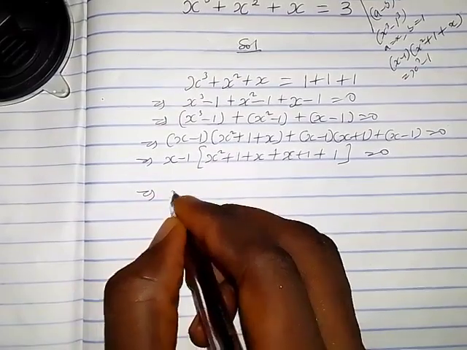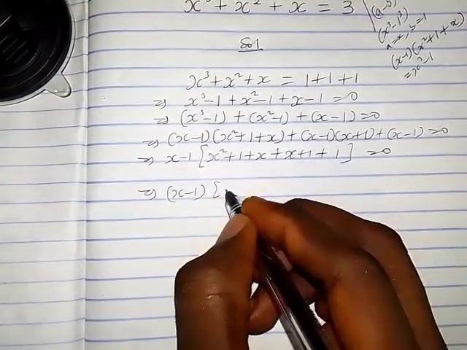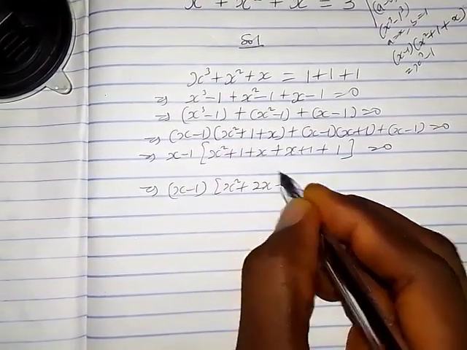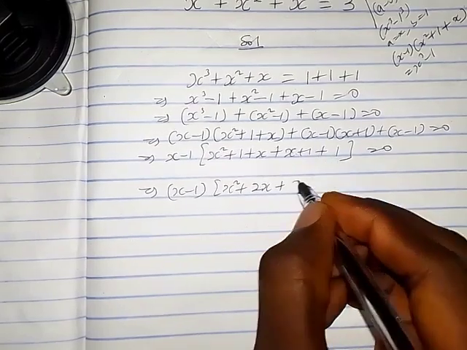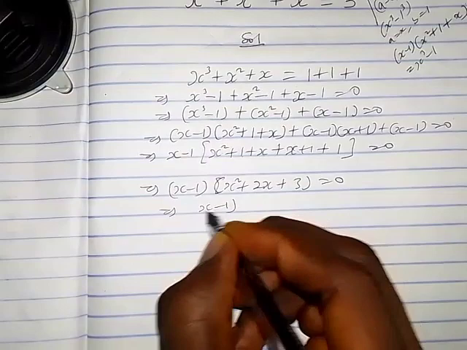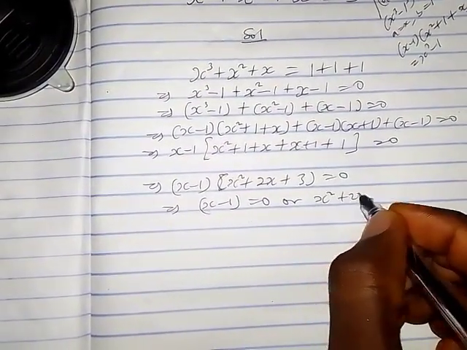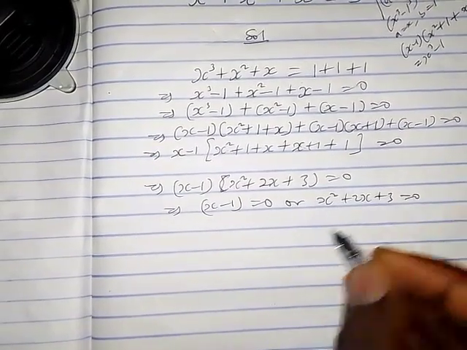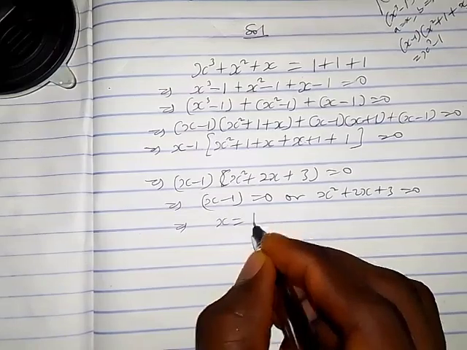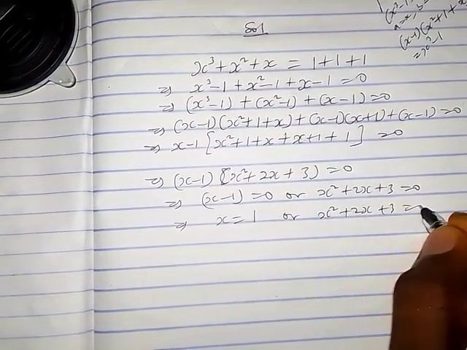So this implies x minus 1 into bracket. When we add all this, we have x squared plus x plus x, that's 2x, plus 1 plus 1, that's 2, plus 1, that's 3, equals 0. Which implies x minus 1 equals 0, or x squared plus 2x plus 3 equals 0. So our value of x equals 1, or x squared plus 2x plus 3 equals 0.